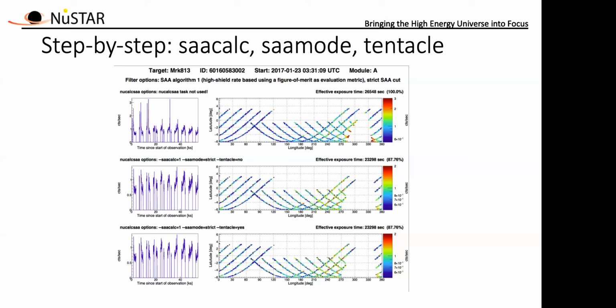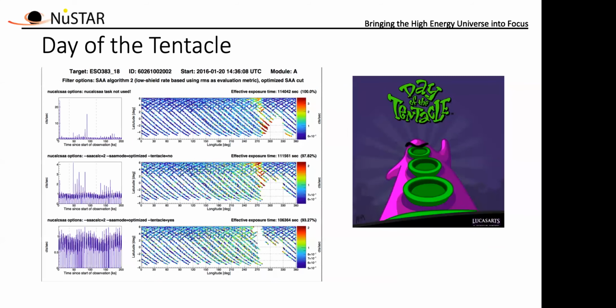So by applying, you can see there's SAA. I can almost not read it here. Tentacle no, strict. So by applying the SAA calc 1 strict, you can remove those bits, the spikes in your source. So you can go look at that. And then there's the tentacle.